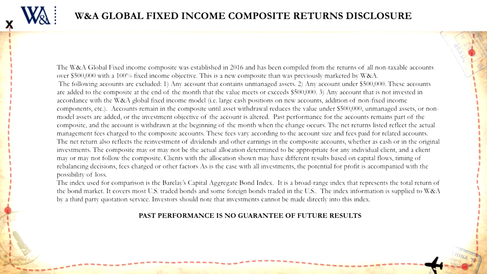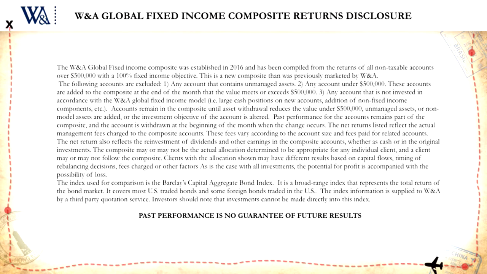1. Any account that contains unmanaged assets. 2. Any account under $500,000. These accounts are added to the composite at the end of the month that the value meets or exceeds $500,000. 3. Any account that is not invested in accordance with the W&A Global Fixed Income Model, i.e. large cash positions on new accounts, addition of non-fixed income components, etc.